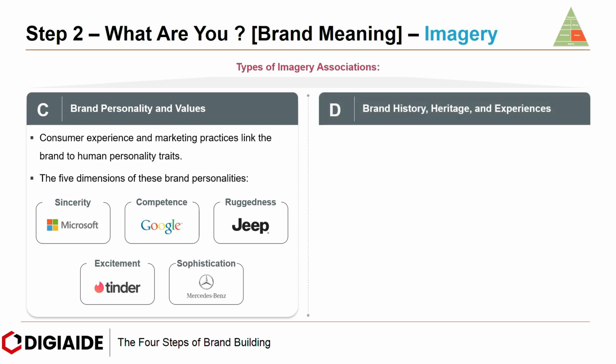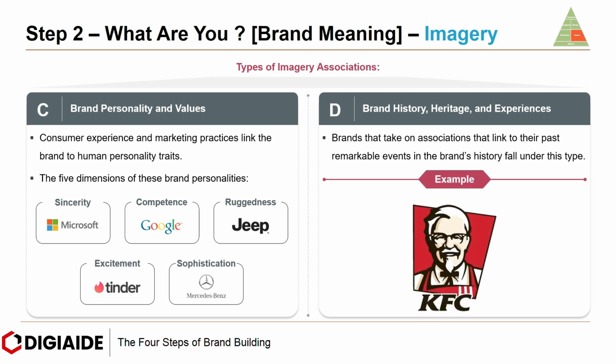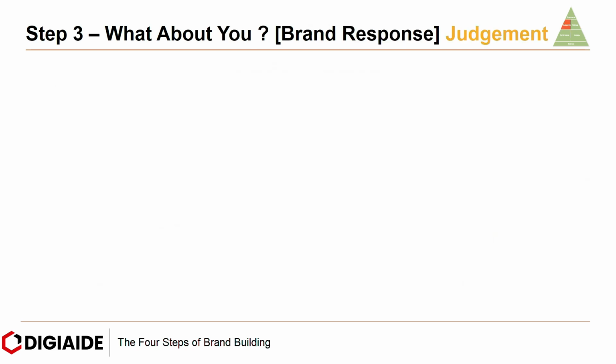And the final imagery association is brand history, heritage and experiences. Brands that take on associations that link to their past remarkable events in the brand's history fall under this type. For example, KFC's logo is Colonel Sanders, the founder of KFC. Now moving on to step 3, what about you, brand response, and the block is judgment.